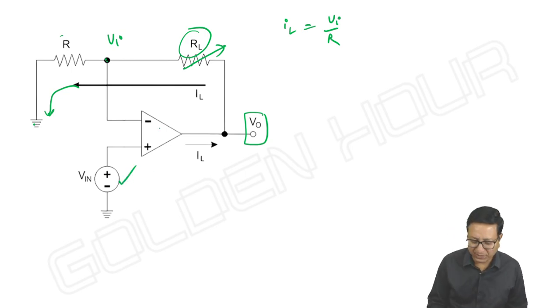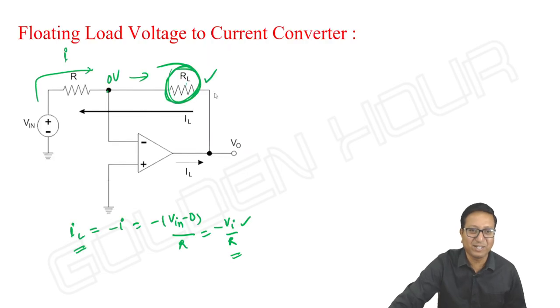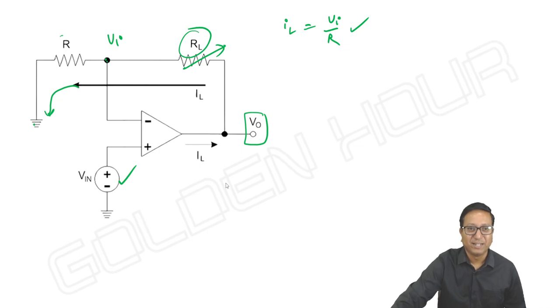Here the input is given to the non-inverting terminal, no negative sign. In the earlier case, the input is given to the inverting terminal, so the negative sign has come. That's it. And one more thing we can see here.